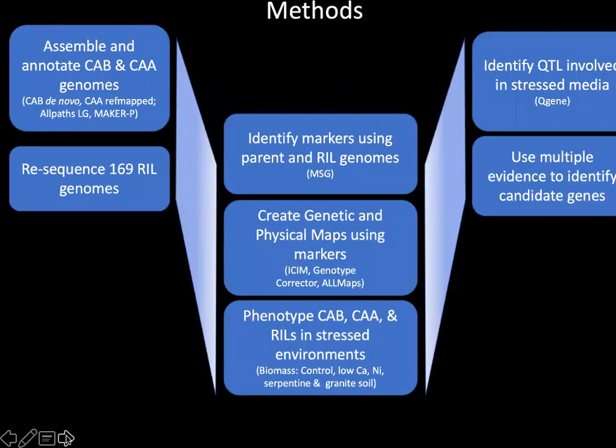Here is a simple workflow of the methods I've used in my experiments. I've assembled and annotated the CAB and CAA genomes alongside resequencing 169 recombinant inbred lines. I've identified markers in the parents and RILs. Using the markers and assemblies, I've created genetic and physical maps. I've also phenotyped CAB, CA, and the RILs in different stressed environments. Together, the phenotypic and genotypic information were used to identify QTL involved in specific stressed media. And then going forward, I'm also using a multiple evidence approach to identify candidate genes.